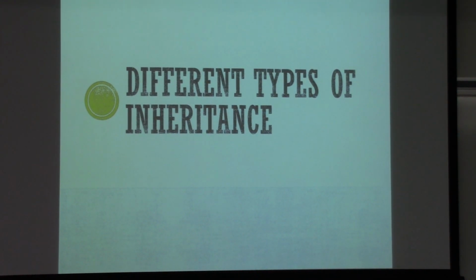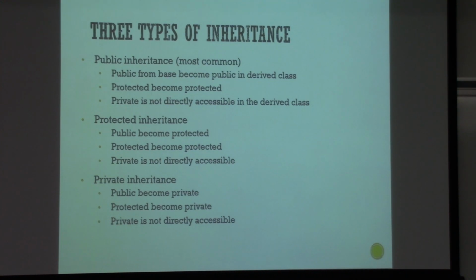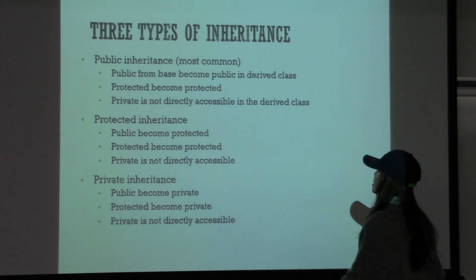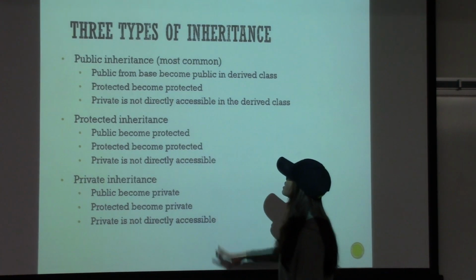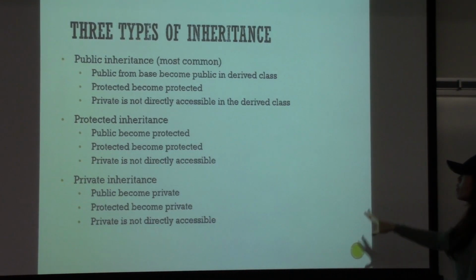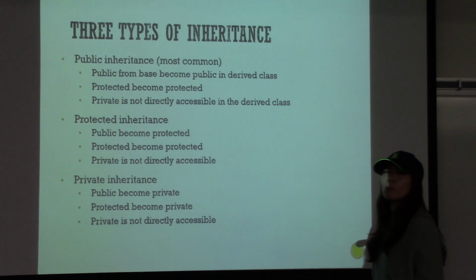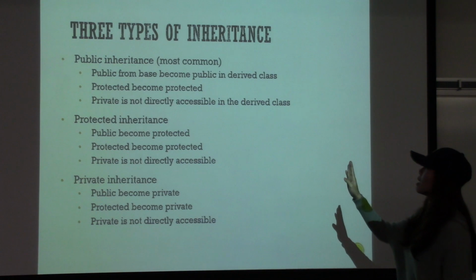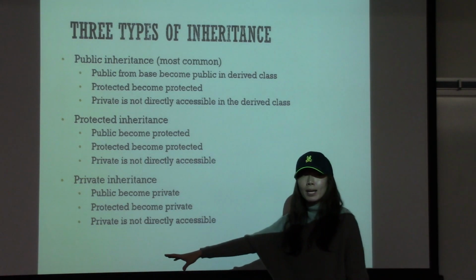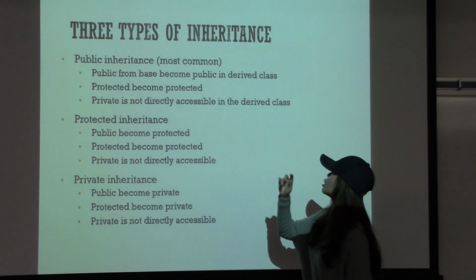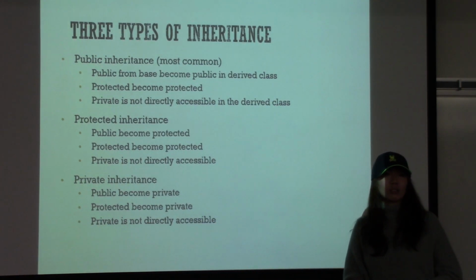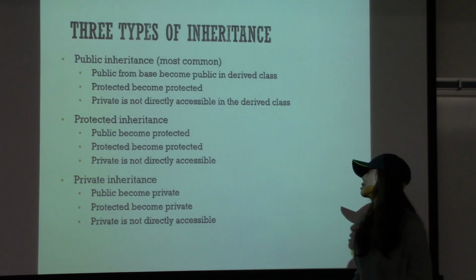All right, different types of inheritance. We talked about public inheritance, and I have only shown you public inheritance. That's all we're going to use for this class. There are other ways to inherit: public inheritance and private inheritance. The difference between all of them is whether you change what you inherit over. For public, you do not. If it's public inheritance, when it's public in base, it's public in derived. When it's protected in base, it stays protected in derived. When it's private, you cannot touch it because it's private.